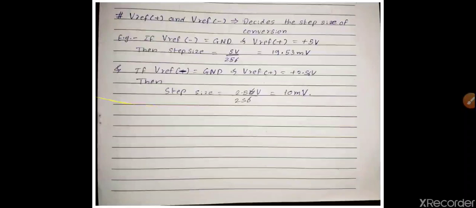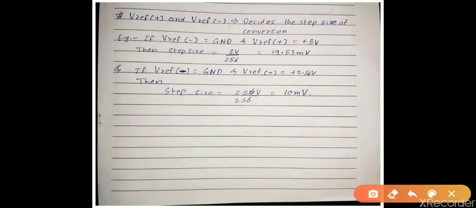For example, if V reference negative is grounded, that is it is given ground voltage or 0 volts, and V reference positive is given plus 5 volts, then step size will be 19.53 millivolts. And if V reference negative is grounded and V reference positive is plus 2.56 volts, then step size will be 10 millivolts.